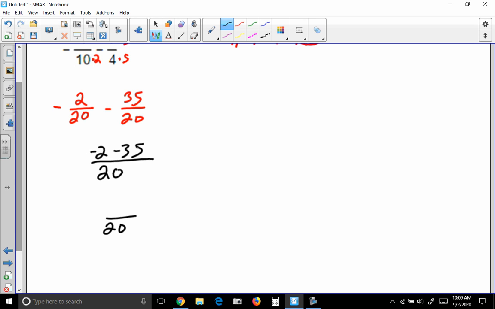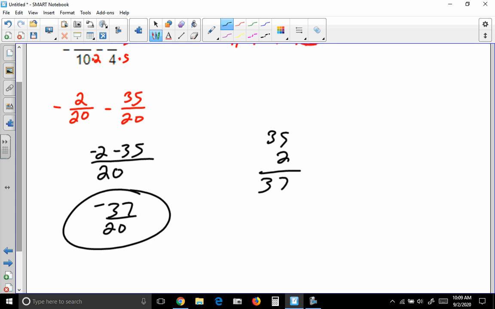These have the same sign, so they're building up, they're accumulating, they're adding. So 35 and 2 more. Well, 2 more than 35 is 37. Take the sign of the bigger number, which is negative. That fraction doesn't reduce, so we leave it just like it is.